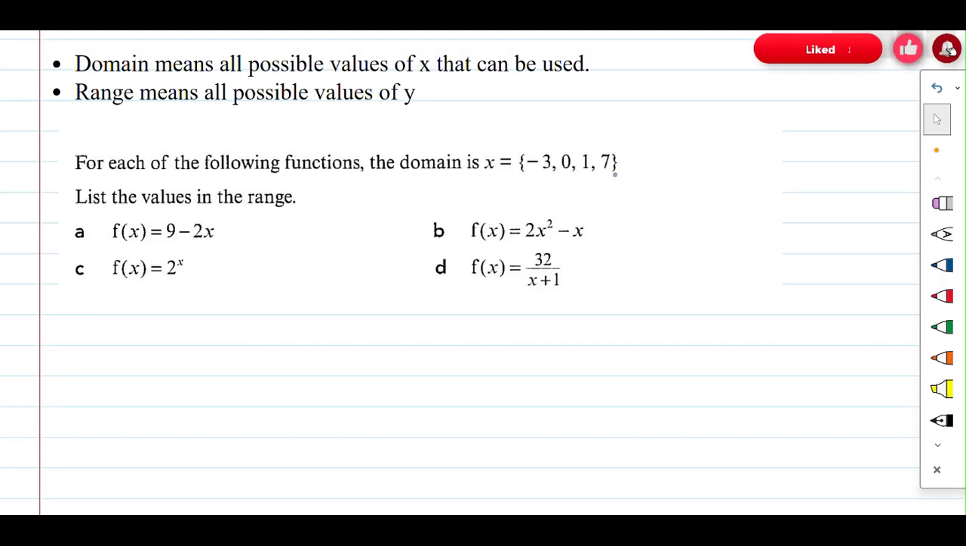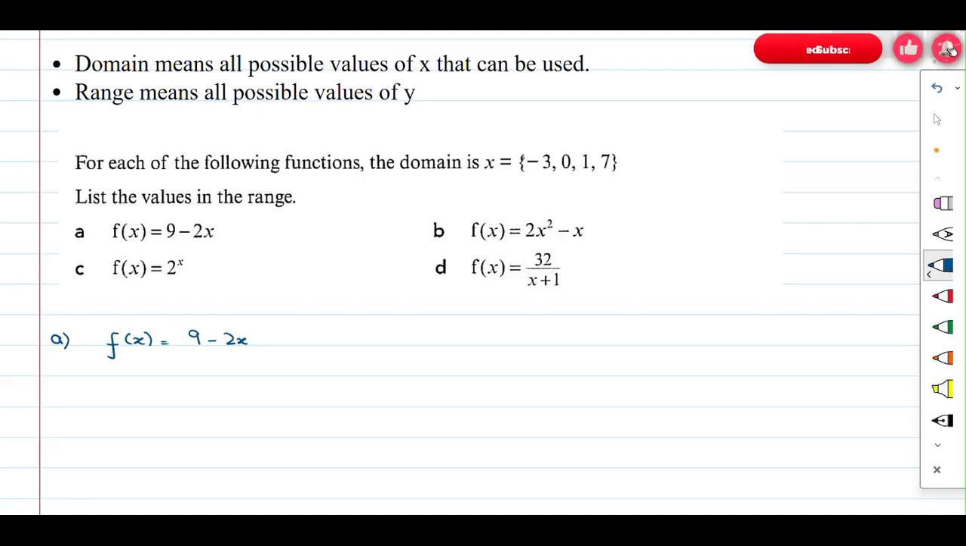The domain is given. Domain are all possible values of x that can be used, and range are the possible values of y, or the outputs, right? Inputs are the domains and outputs are the range, right? Now let me start with part A. You have the function f of x, right? So f of x is equal to 9 minus 2x. This is your function f of x.